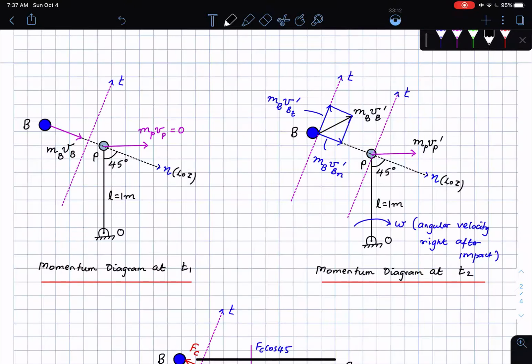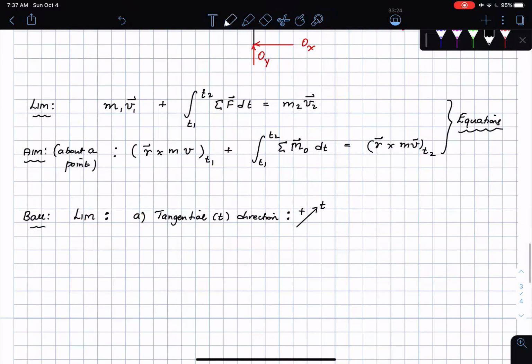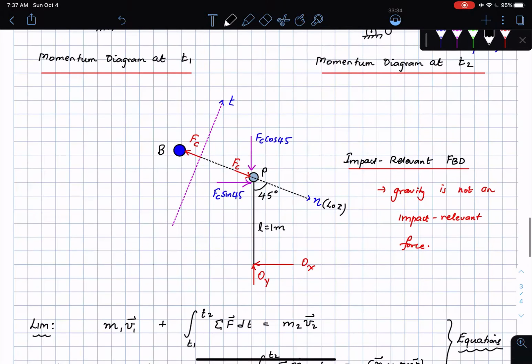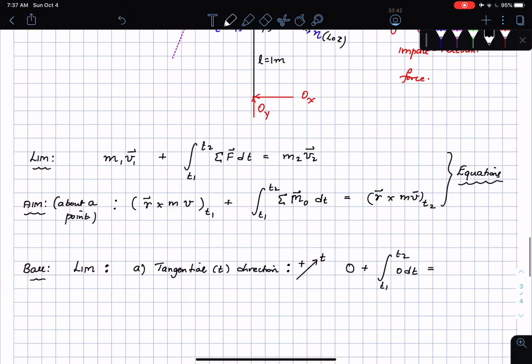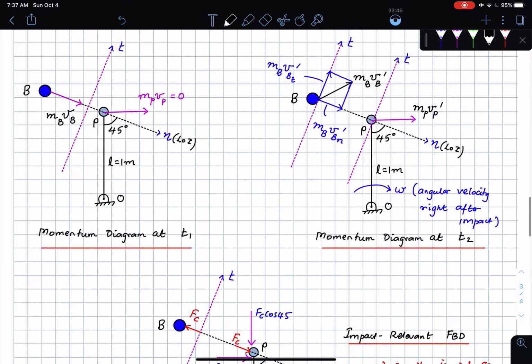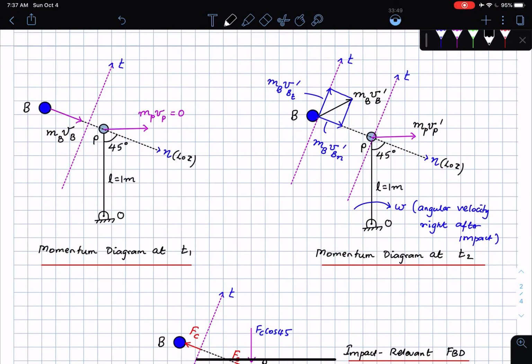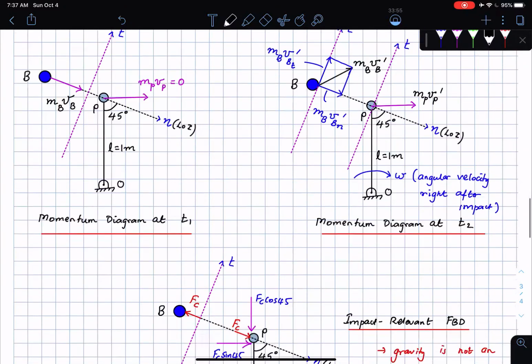I don't want to bring these figures again and again, so just take a look at the figures and see there is nothing in the tangential direction, which means that this is going to be 0. Plus the integral from t1 to t2: are there any forces on the ball? Look at the impact relevant free body diagram. Are there any forces on the ball in the tangential direction? Absolutely nothing. So that's also 0 dt, which tells me that if I come to the momentum diagram at time t2, what is the linear momentum of the ball in the tangential direction? It is going to be this one here, mb vb t prime. So I'm going to put that down there.